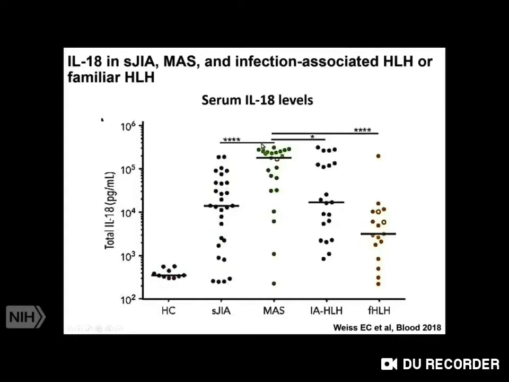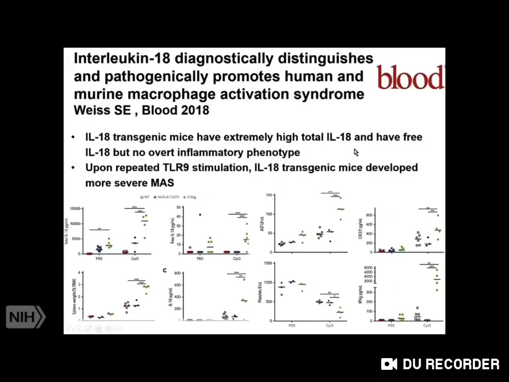And this is data from a paper that I believe was shown to you by Scott Canna earlier today, showing that IL-18 levels are particularly increased in patients with MAS, in a number of patients with secondary infection-associated HLH, but not particularly increased in patients with primary familial HLH. And indeed, interleukin 18 appears to predispose to HLH. This is pretty clear in mice.